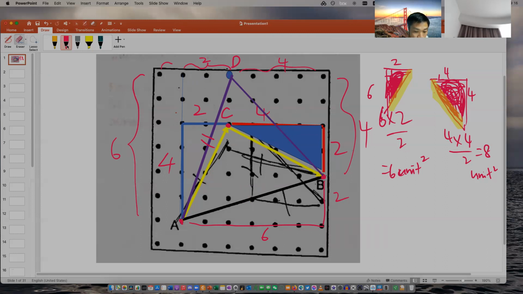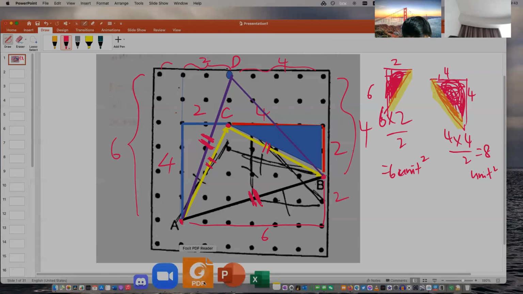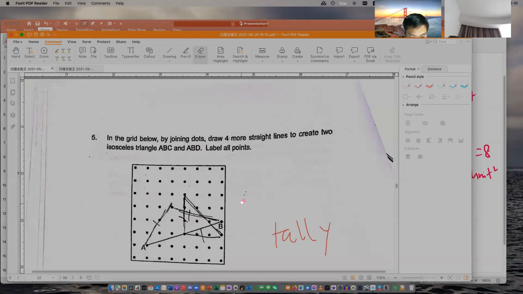Okay, so these two sides are the same. By using this, this is 6 unit and this is 2 unit. Similarly, this is 6 unit, this is 2 unit. So these two sides are the same, and for the yellow one, these two sides are the same. So for the question here, not only do you need to draw the lines, you also need to label which two sides are the same. So for this question, I think you are wrong.